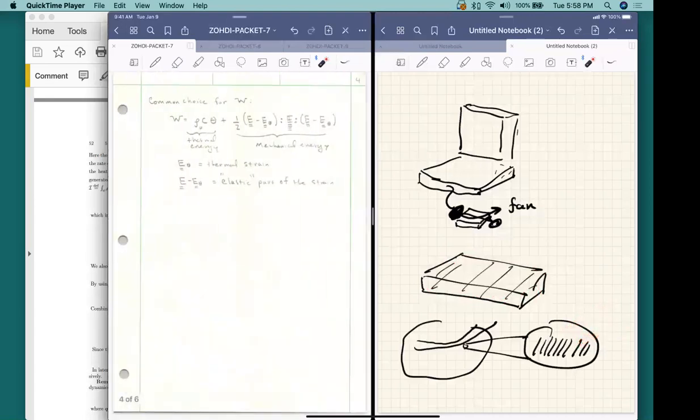So please read packet number 7. Those are the highlights of it.